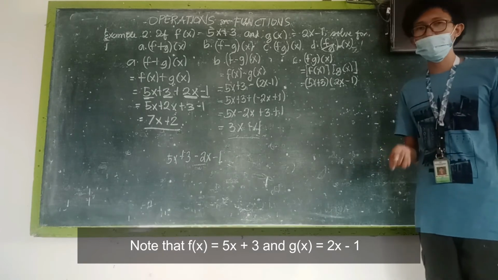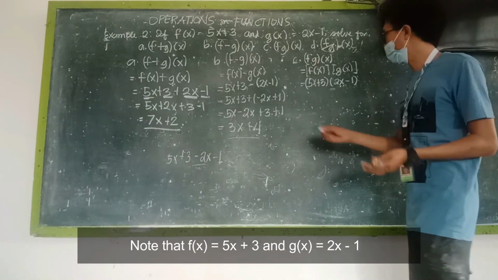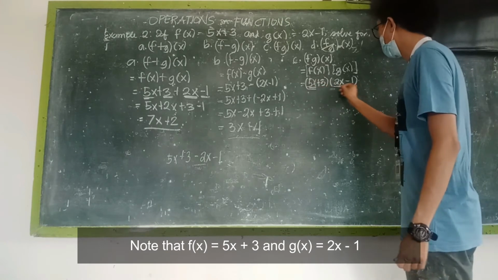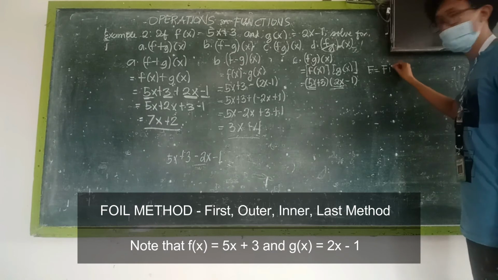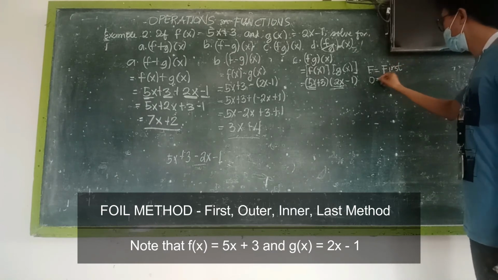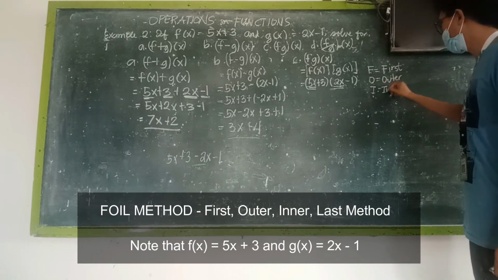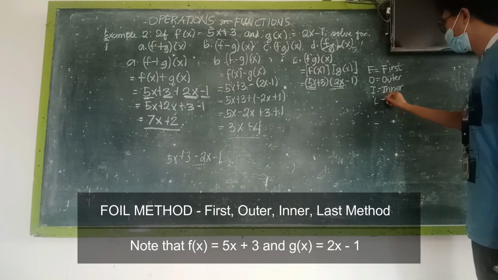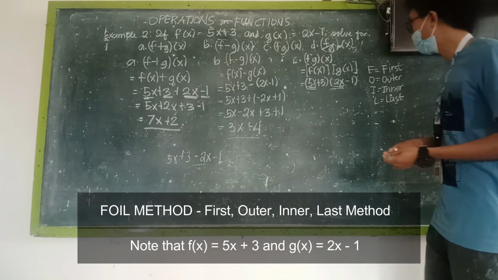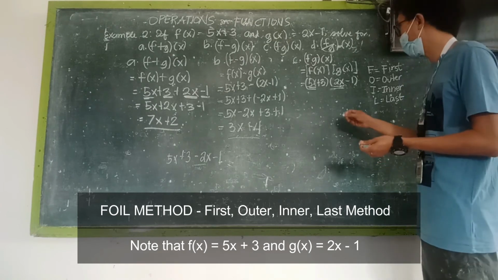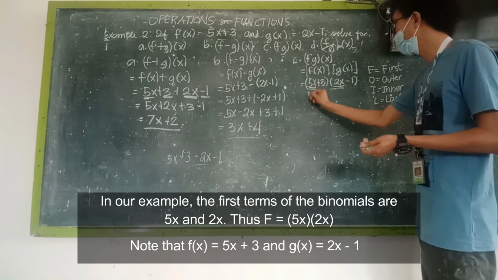So i-illustrate natin ngayon kung paano ang FOIL method. So sa FOIL method, ito ang ating gagawin. F stands for first. O stands for outer. I stands for inner. And L stands for last. So, i-label natin dito kung ano ang first, outer, inner, at saka last. Ang 5x at saka 2x, those are the first terms of the binomial. So, ito ang ating F.